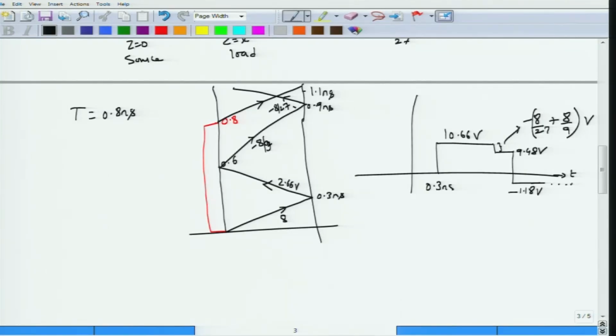Okay, so this is all that I would like to talk about the pulse response. Next we will look at what happens when there is a capacitive termination at the load, and we will begin from that one.